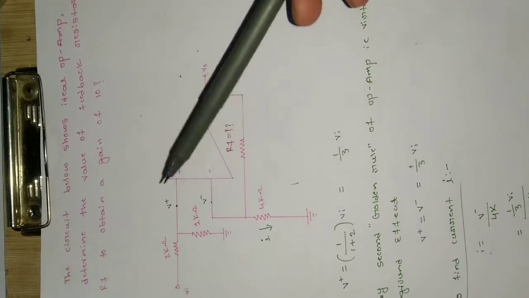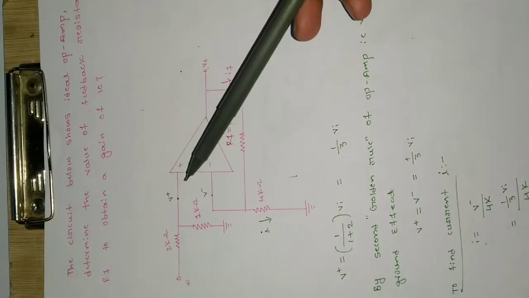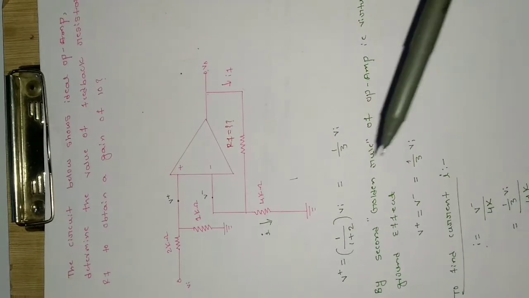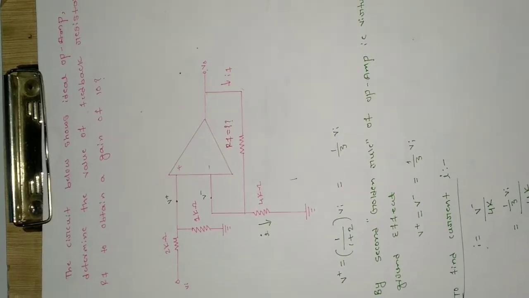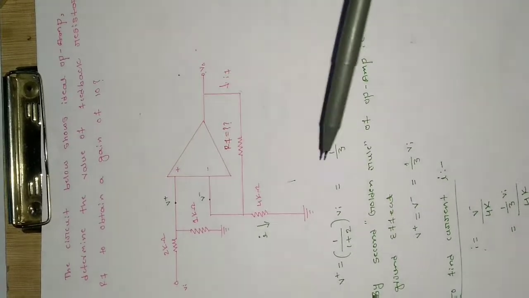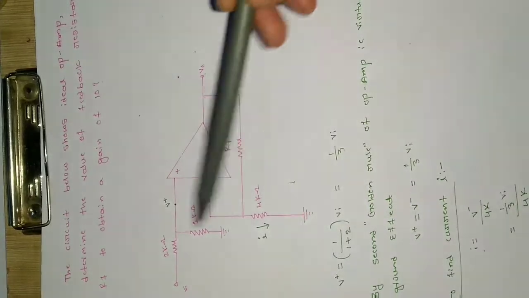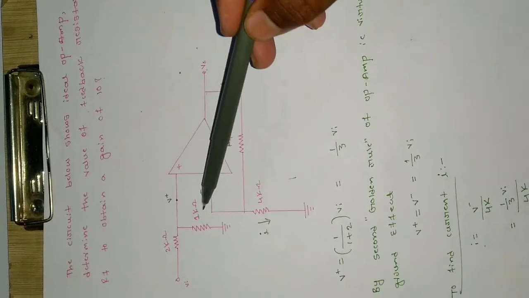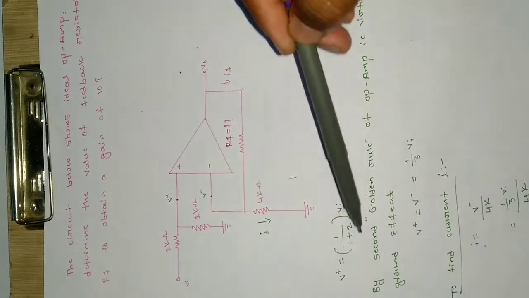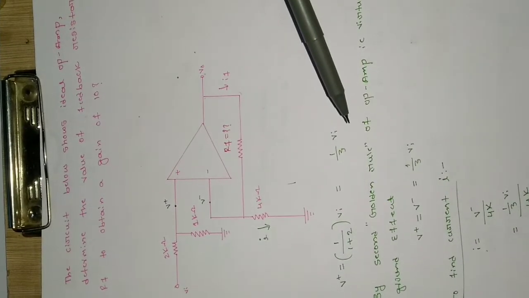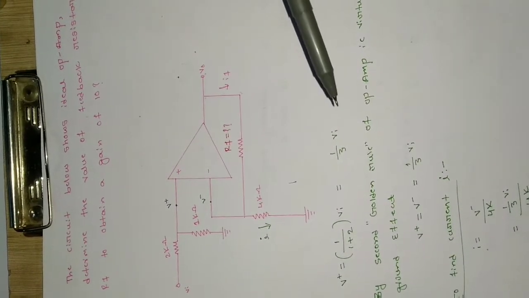So first try to find V plus, that is the voltage at the non-inverting terminal of the operational amplifier. So how can I do it? Again, as I said in my previous problem, apply the voltage divider rule here. That is R1 divided by R1 plus R2. So this is R1 and this is R2. Apply here: 1 divided by 1 plus 2 into the input voltage Vi. So it will be equal to 1 by 3 Vi.